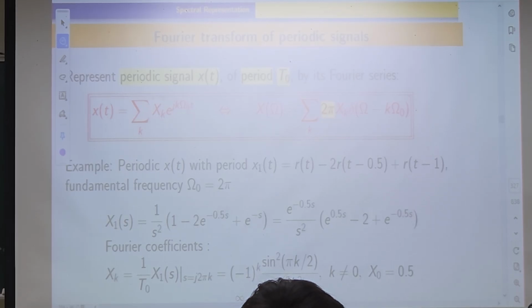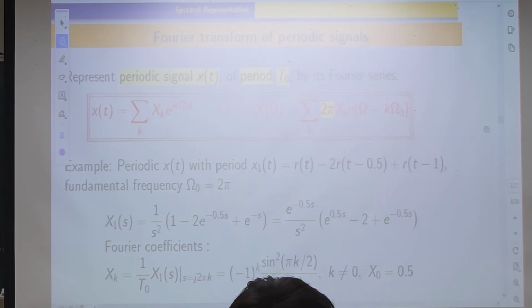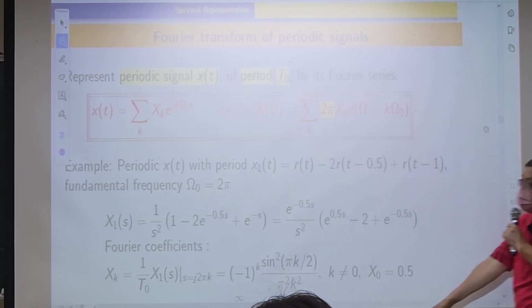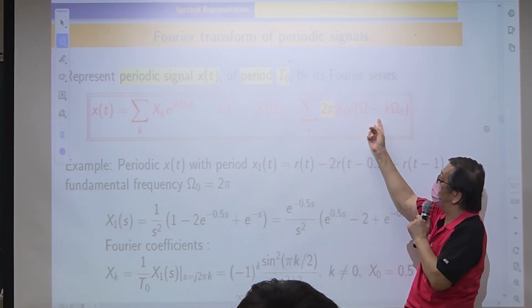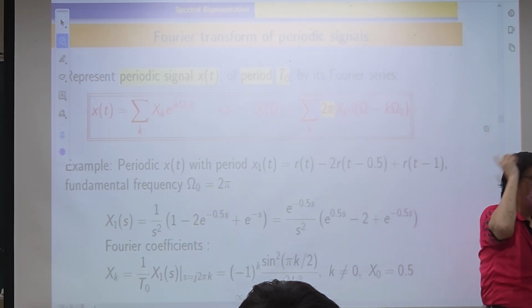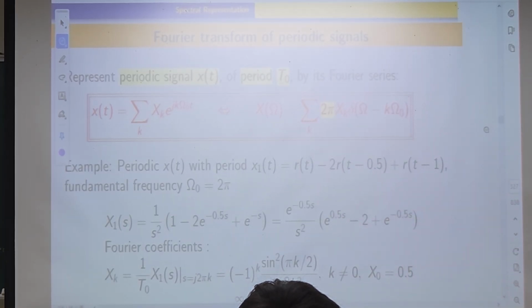Now if I take this function into the Fourier transform, I have the corresponding Fourier transform X of omega. And this Fourier transform will be summation of 2 pi times x of k, the Fourier series coefficient, times the delta function with the frequency shift, k times omega sub 0. So here, that's why I need you to prove that the Fourier transform of this complex exponential function is a delta function. It's an impulse. Confirm for yourself that it is correct.